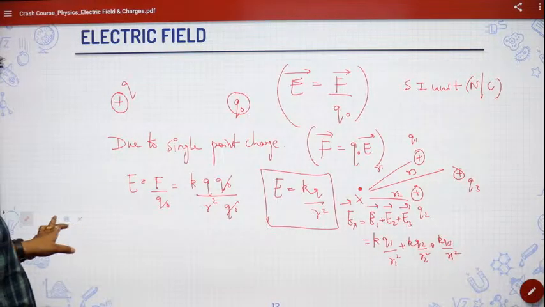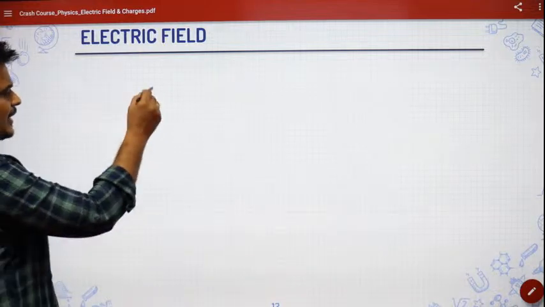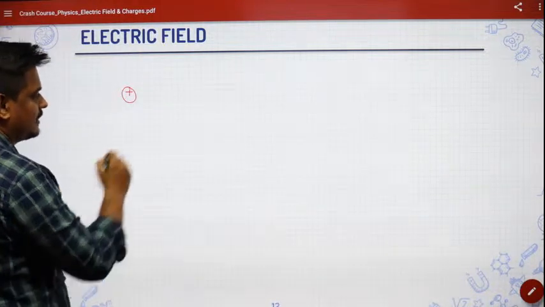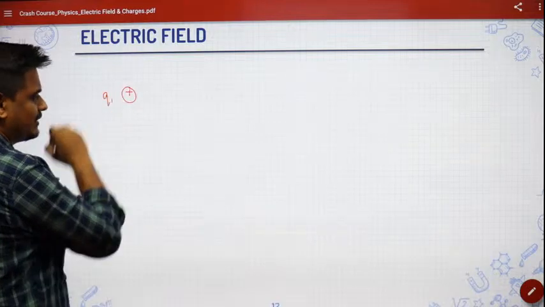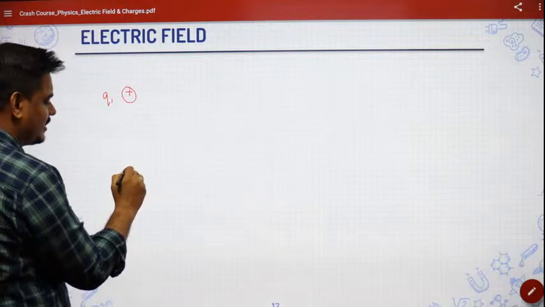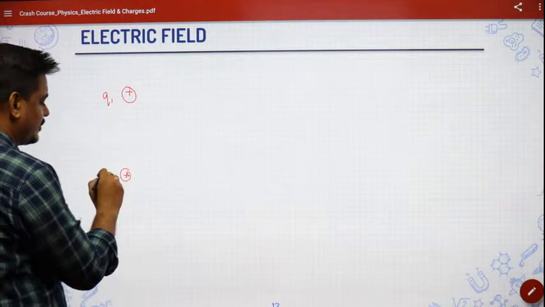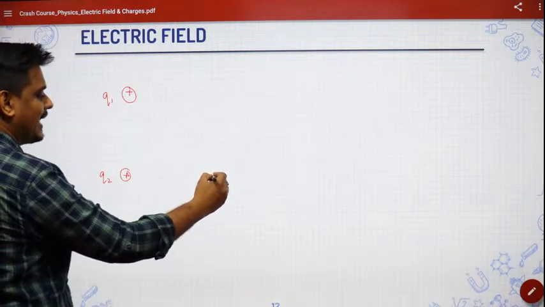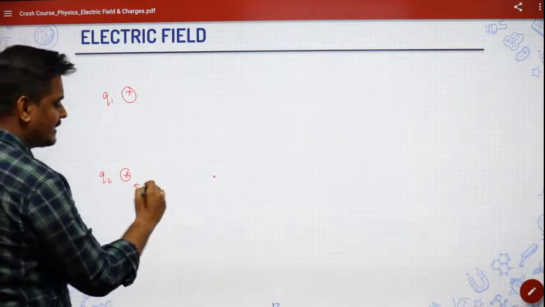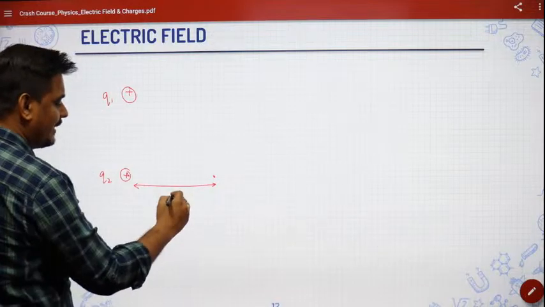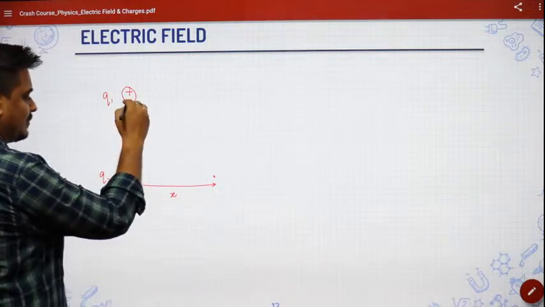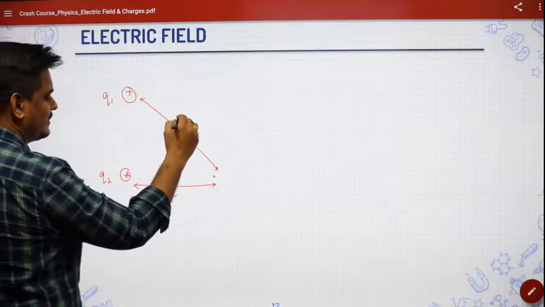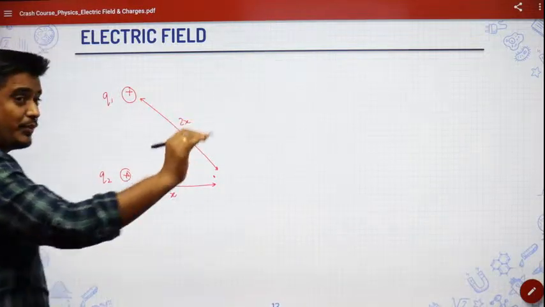Suppose I have taken a case. I am having one positive charge here, having some Q1. I have another charge here, again positive, having Q2. And I am finding the electric field present at this point, which is at a distance of x, and suppose this distance is 2x. I'm just assuming.